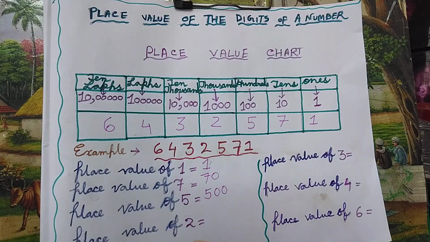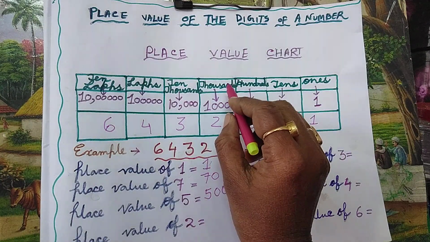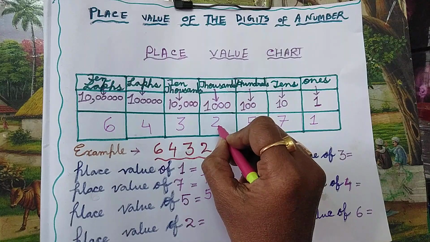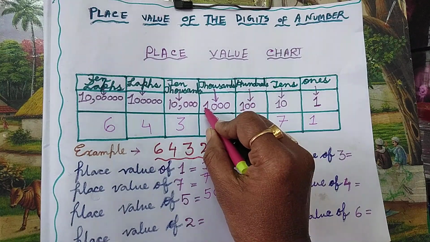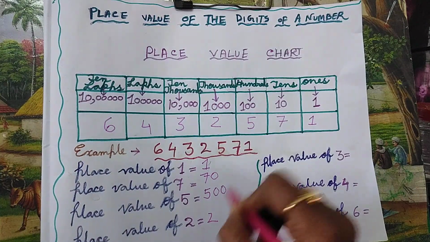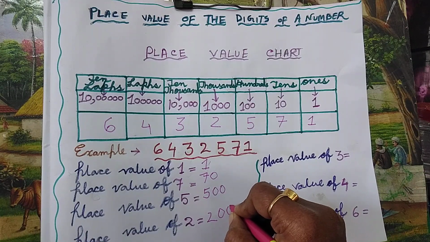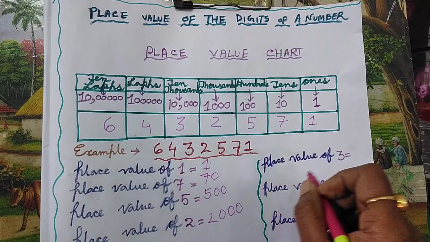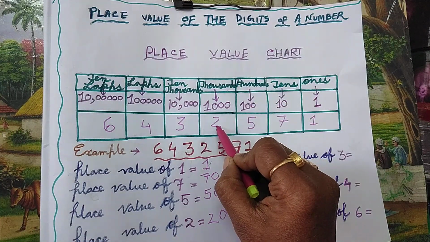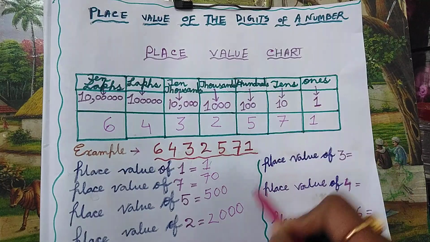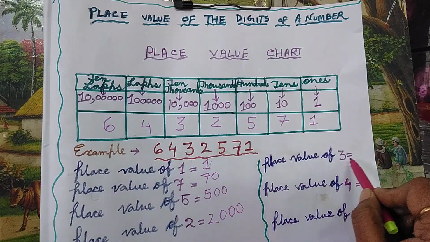Now place value of 2. Place value of 2, 2 thousands. That means multiply 2 with 1000. So 2 ones are 2, put 3 zeros over here. This is the fastest and simple way to multiply. So place value of 2 is 2 thousands written.